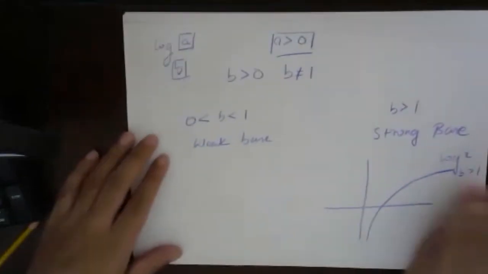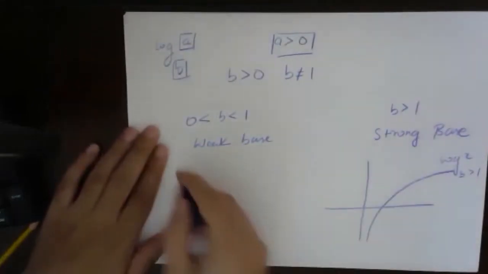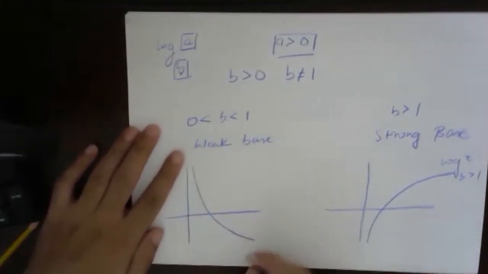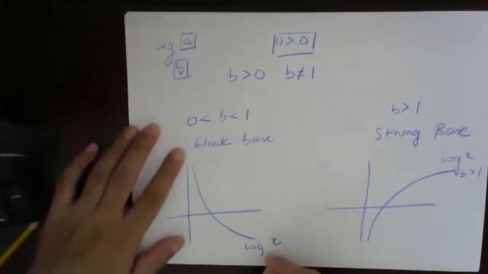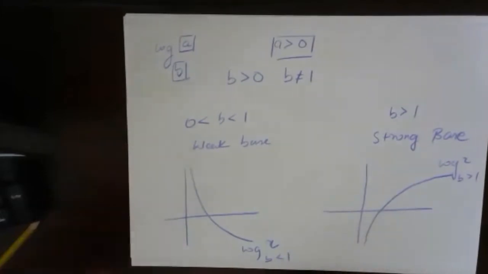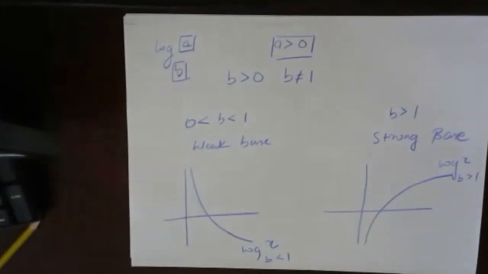For a weak base graph, we will have it just inverted. So this is the graph for the weak base. This is also log x base b, where b is less than 1, and we know b should be greater than 0, so b is less than 1 and greater than 0. Okay, so just check this one and we'll do a question on the log function also.